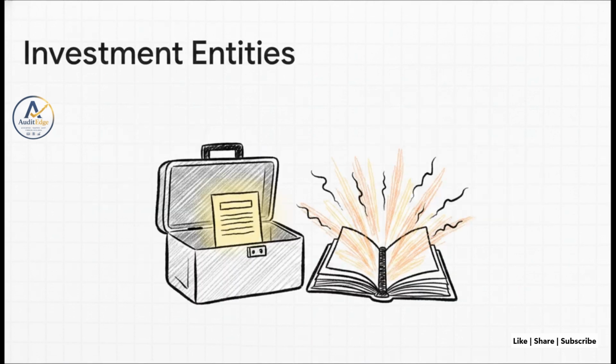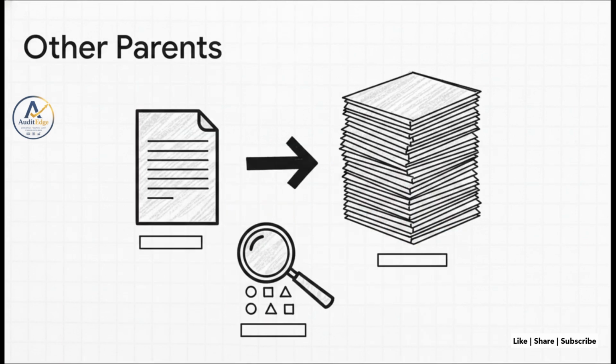What about an investment entity parent? If separate statements are the only statements they make, they must disclose that fact very clearly. Plus, they have to provide all the specific investment entity disclosures that are mandated by IND AS 112. And for all other parents who do not qualify for those exemptions, you still have rules to follow. You must clearly identify your related consolidated statements. You must explicitly state that what you are presenting are separate statements. And again, you must provide that detailed list of your significant investments, ownership percentages, and your chosen accounting methods.